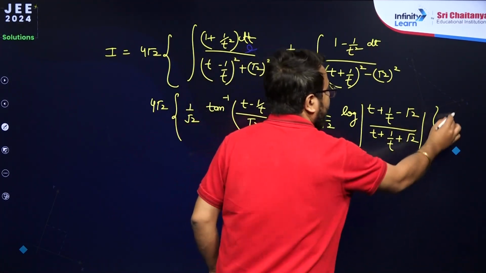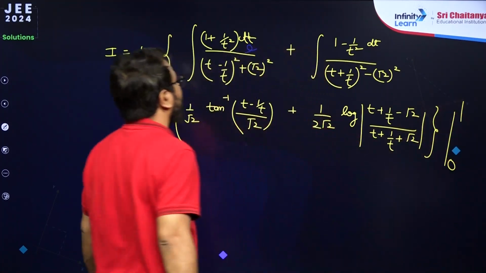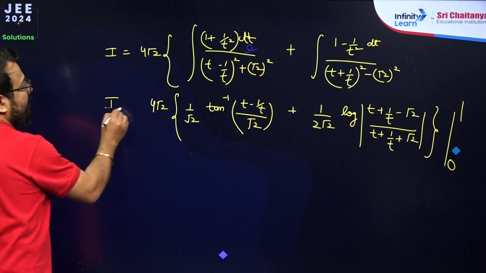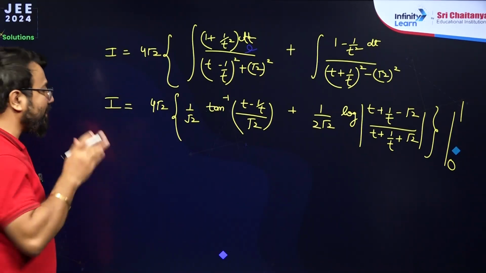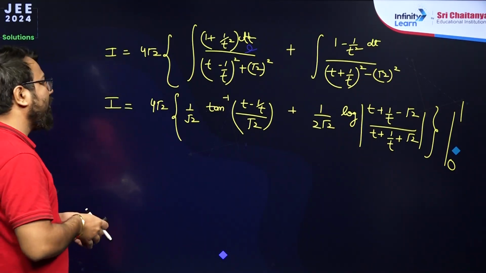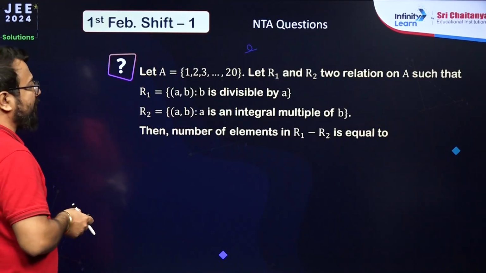And to this we need to apply the limit 0 to 1 because the value of t was moving from 0 to 1. Ultimately this is I. So finally I'll substitute the value of t as 1, then I'll substitute the value of t as 0, and accordingly we'll be able to get the final answer.